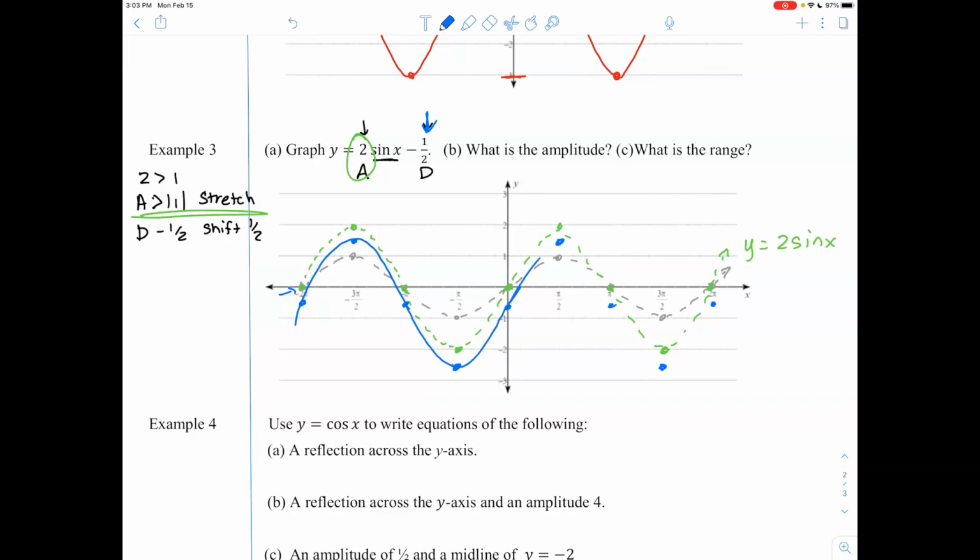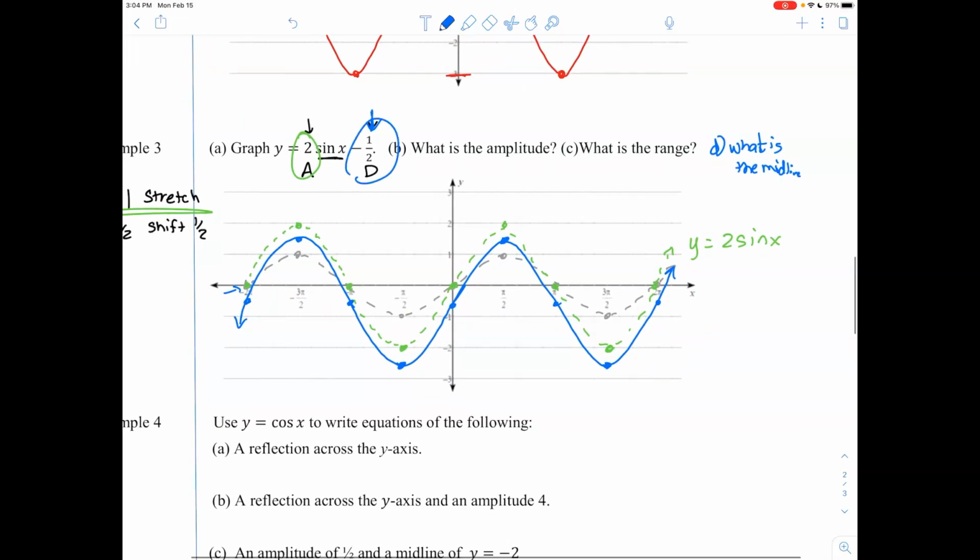Now, a lot of you are probably already at the point where you could do both of those transformations at the same time, just stretch everything out by 2 and then everything down a half. Let's take a look at the question I'm going to add: D. What's the midline? Here our midline is our D, so y equals negative 1/2. I'm going to put that in. There's our midline.